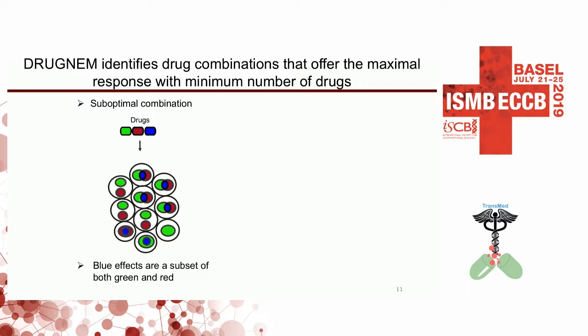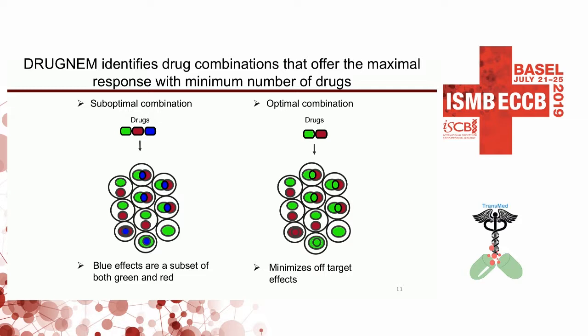The objective of DrugNEM is to identify drug combinations that offer the maximal response with the minimum number of drugs. So in this scenario where we treat the tumor with 3 drugs denoted here as green, red, and blue, and if we observe that the blue effects are a subset of the other 2 drug effects, such a scenario is not optimal. All we need is just the 2 drugs, green and red, which is going to target all the pathways and all the cells.